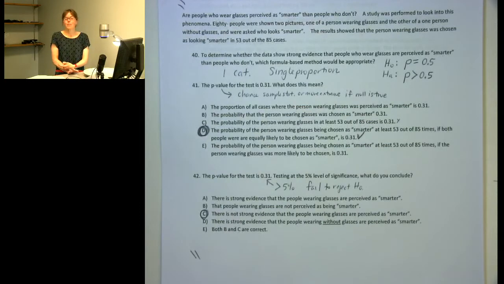All we've done is said that the data that we saw is not so far removed from what we'd expect to see if the null hypothesis is true that we can throw it out. It means that basically the data that we saw are not completely inconsistent with the null hypothesis.